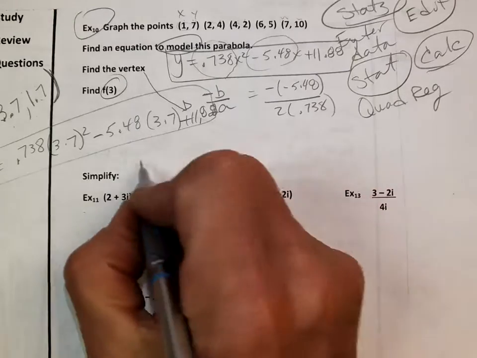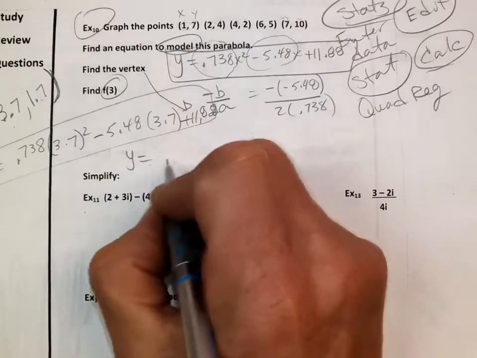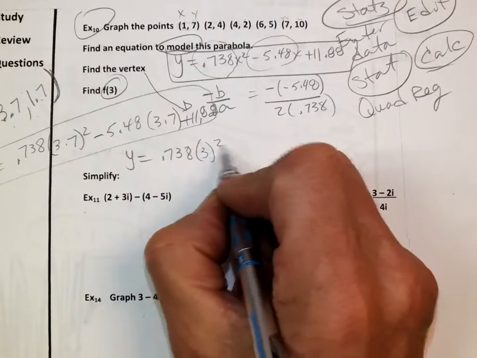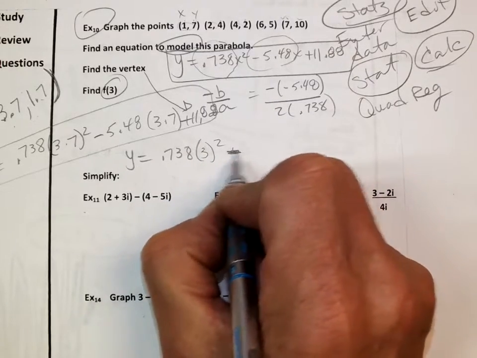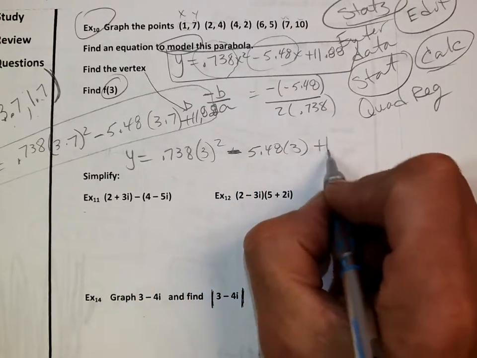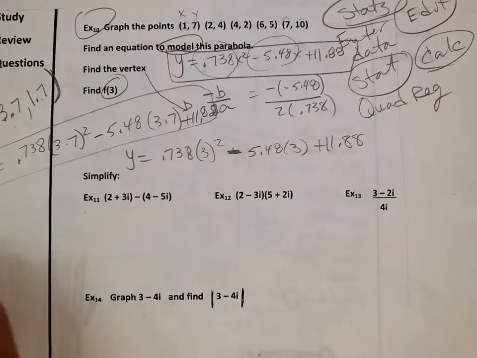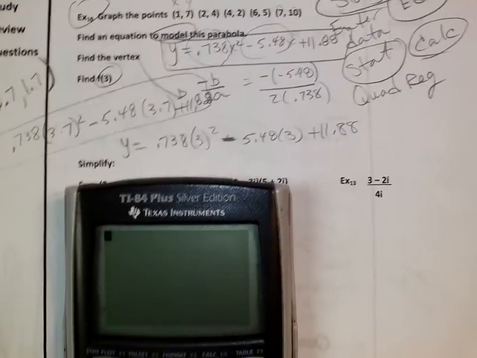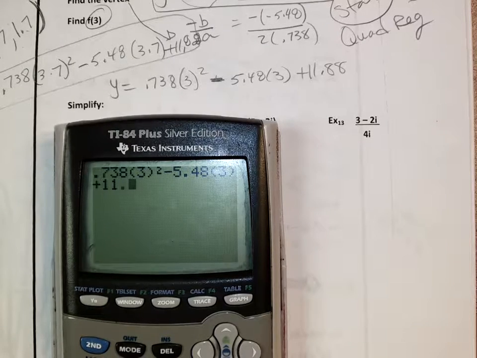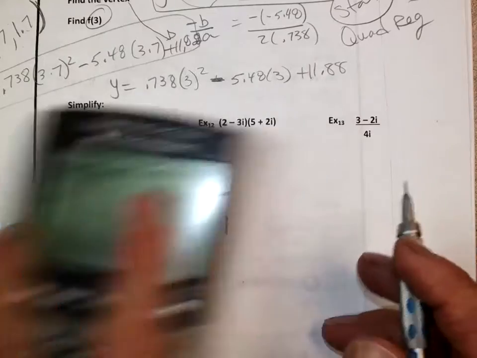f of 3 is just going to be y equals 0.738 times 3 squared minus 5.48 times 3 plus 11.88. And again, I'm going to use my calculator. That's too much work for me to do. So I'm going to go 0.738 times 3 squared, minus 5.48 times 3 plus 11.88, and I get an answer of about 2.08.